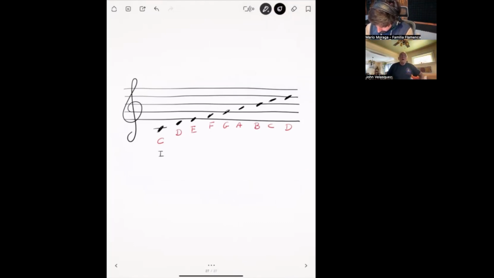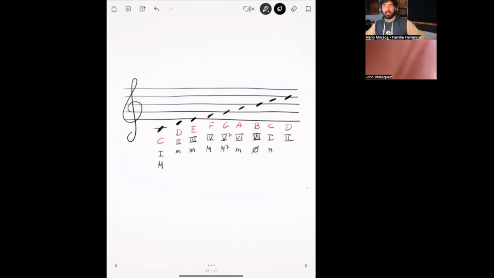So maybe I will also write here which is the tonic. This is first, second, third, the fourth, the fifth, the sixth, the seventh, and the tonic again, and the second again. Remember that the first is major, the second is minor, the third is minor, the fourth is major, the fifth is major seventh, the sixth is minor, the seventh is diminished, and the first again is major. That's something that you have to memorize.